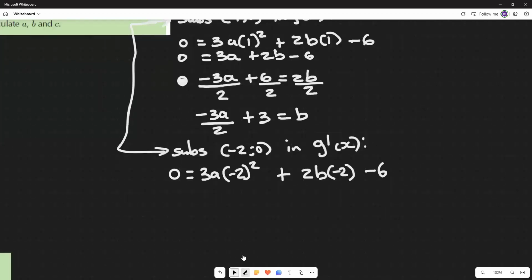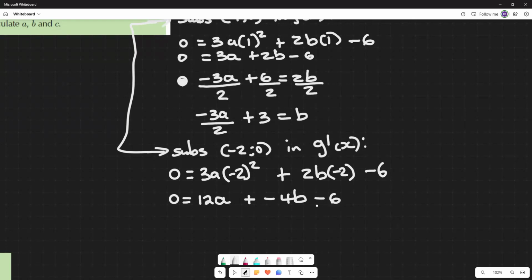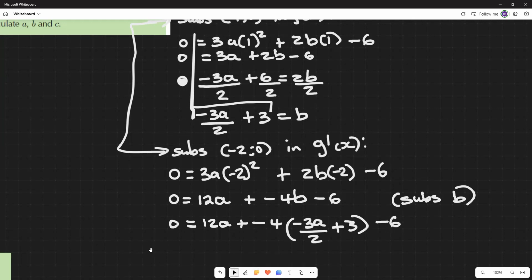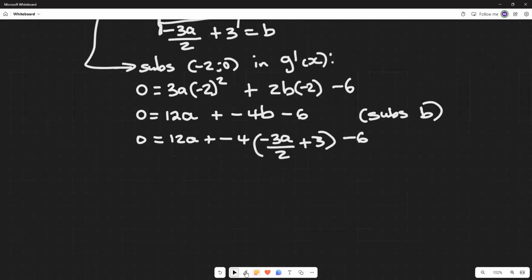And then now we can move on. 0 equals 12a plus -4b, or some people will just say -4b, which is still fine, and then -6. I'm sure we can all see that, ladies and gents. Now we can substitute b here. Where we see b, we can replace it with this, because we're saying here b equals this. So I have 0 equals 12a plus -4 times my b, which is -3a over 2 plus 3, and then we have -6 here. The good thing is we no longer have b, so we can easily solve for a.